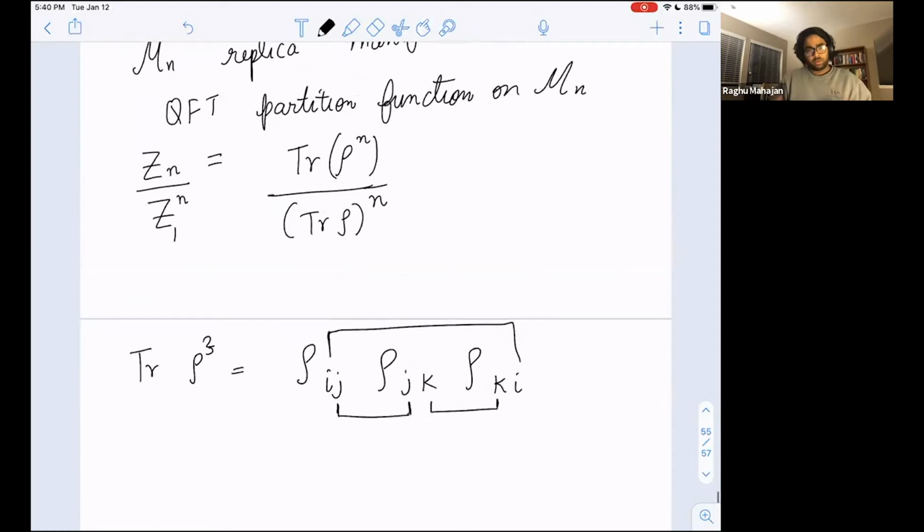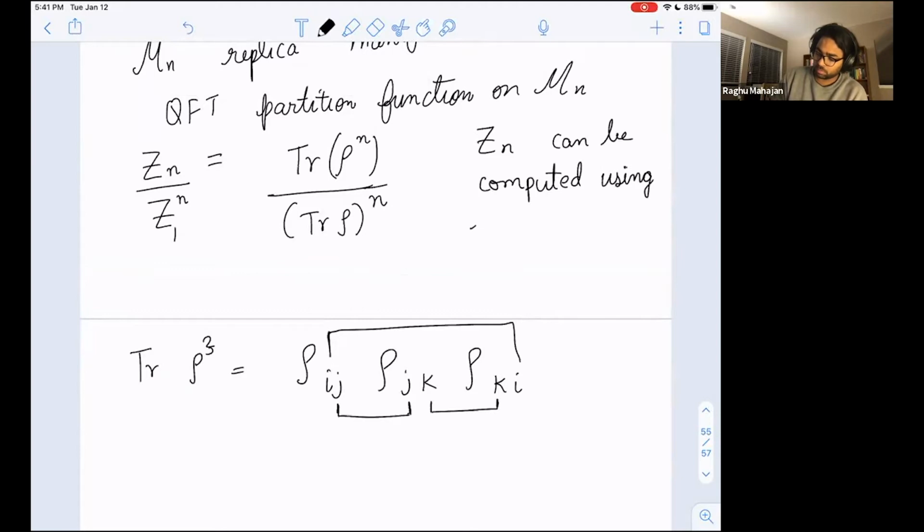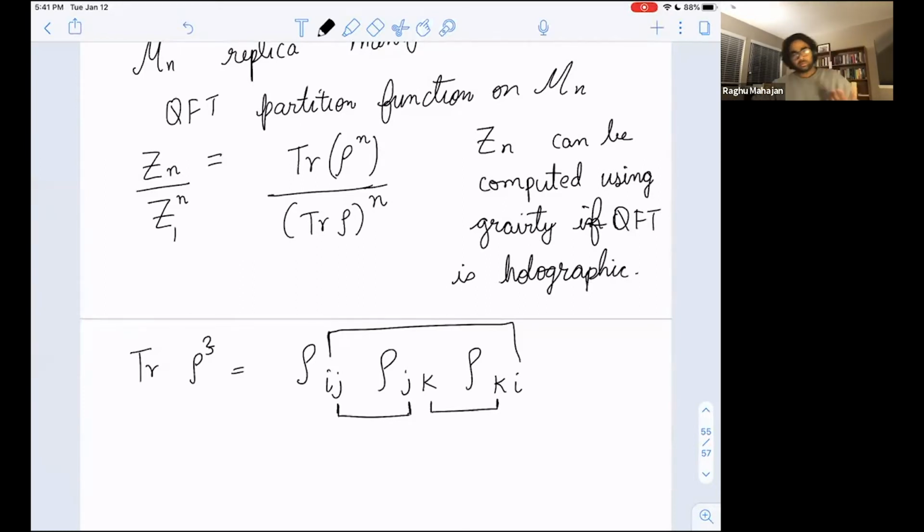Okay, so we have to compute this object. Again, this is hard to compute. We don't know in field theory how to compute it. But if the field theory is holographic, then Z_n has an AdS realization. Z_n can be computed using gravity, if the QFT is holographic. And that's what we will do.